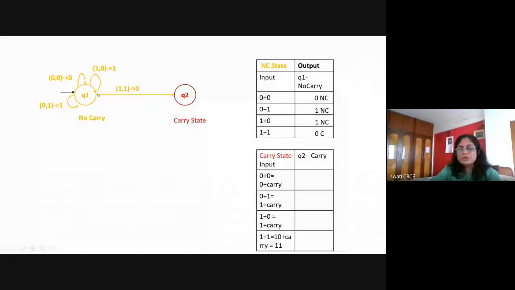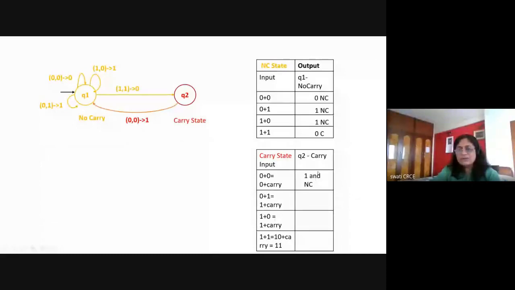Okay, now we focus on Q2. Assume that the machine is already in the carry state. Now what kind of input can be there? Input can come as 0 0. If the input is 0 0, then what will be the answer? 0 plus 0 is equal to 0, plus carry, so plus 1, that means the final answer is equal to 1. But now there is no carry, so it will transit and go back to the no carry state. So with 0 0, the output generated is equal to 1.